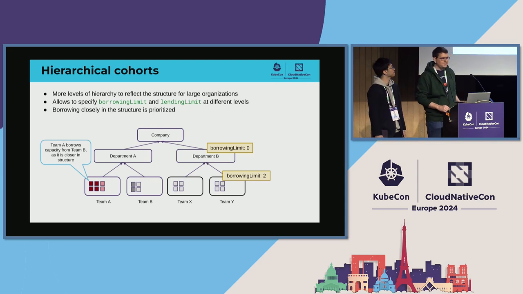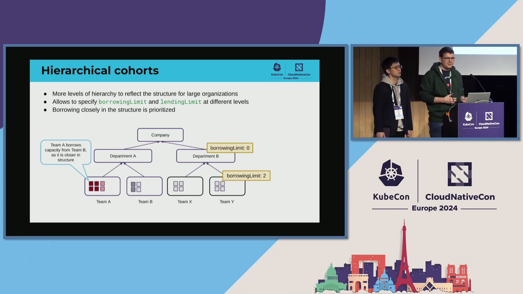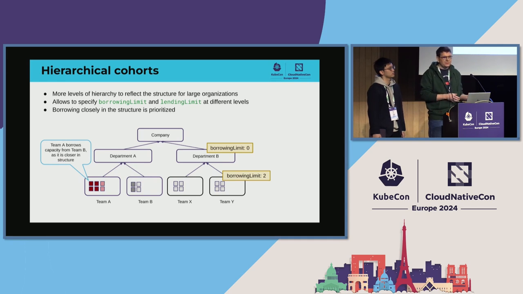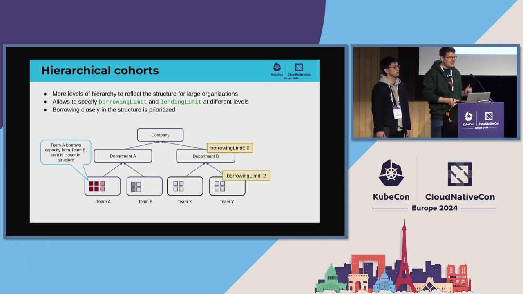The next feature, motivated by feedback from users of Kueue at larger scales, is that we need to introduce hierarchical cohorts in order to reflect deeper organizational structures. Maybe you want to have different rules for quota management at the team level than at the department level. This is what will be achieved with this feature. The next nice thing is that by having a deeper organizational structure, we can prioritize borrowing at close distances. As shown in this picture, Team A borrows from Team B, and this is prioritized by Kueue.